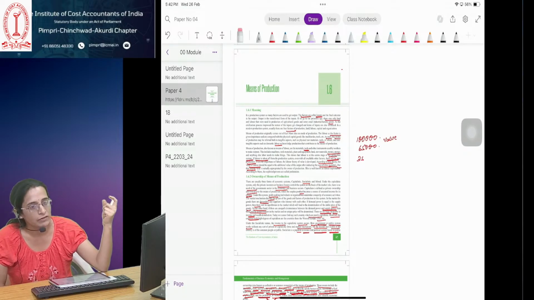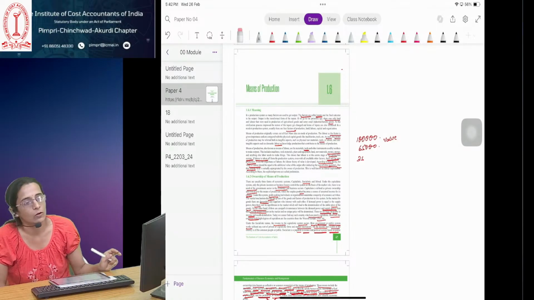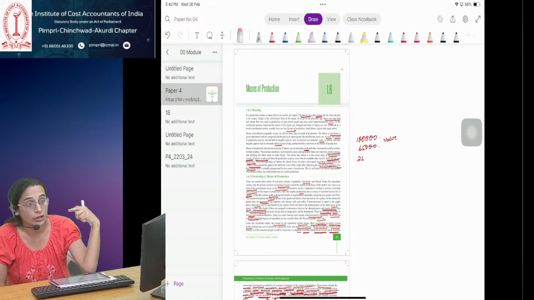And in an imperfect market, what happens? All goods are not homogeneous, price is not constant. As the output increases, price decreases, and average revenue and marginal revenue go on decreasing. Also, price is equal to average revenue in all markets. Do not read everything; just write down what will happen before the exam.